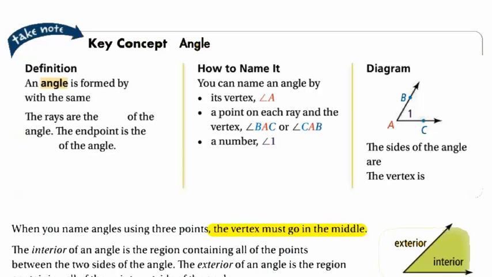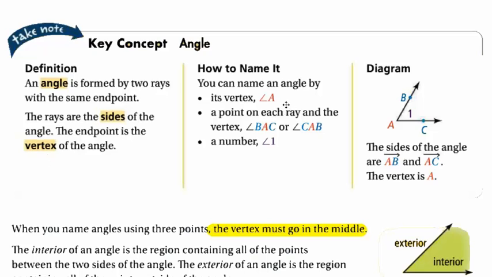So first of all, let's talk about the concept of an angle and what it is and how it's formed. From our definition, an angle is formed by two rays. We have a picture over here, two rays, and those two rays share the same endpoint. A over here is the endpoint. The rays are the sides of the angle, and the endpoint is called the vertex of the angle.